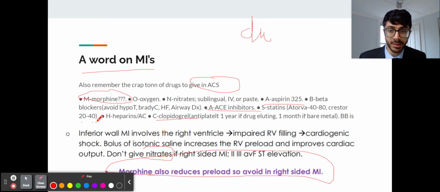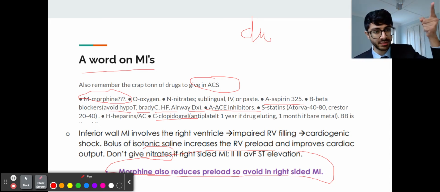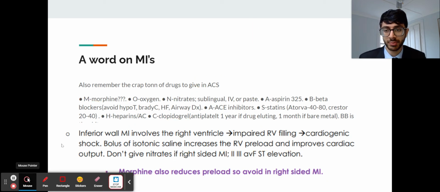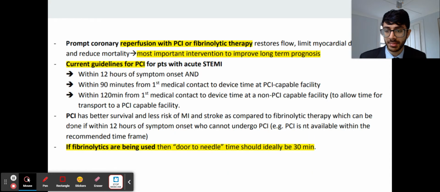Then the next thing is avoid beta blockers in hypotension, bradycardia, heart failure, and reactive airway disease. That's about it. Just know a little bit more, know what drugs to give, and know when not to give certain drugs. So you'll be good. I just wanted to make the point here about right-sided MI: know how to diagnose right-sided MIs and everything.